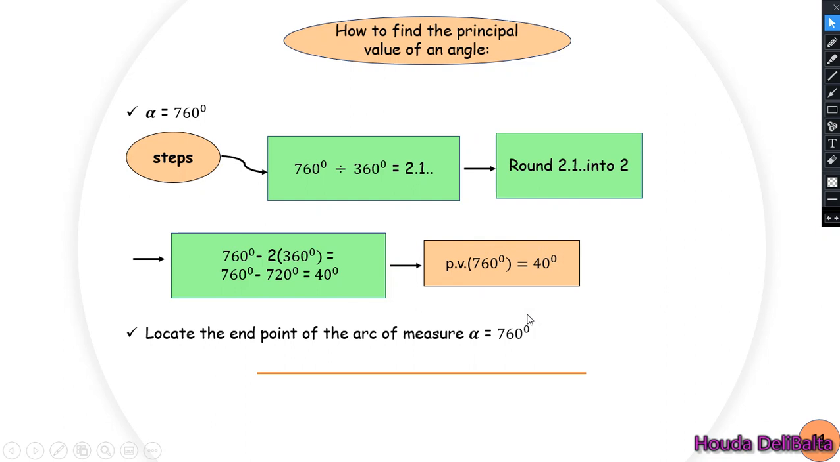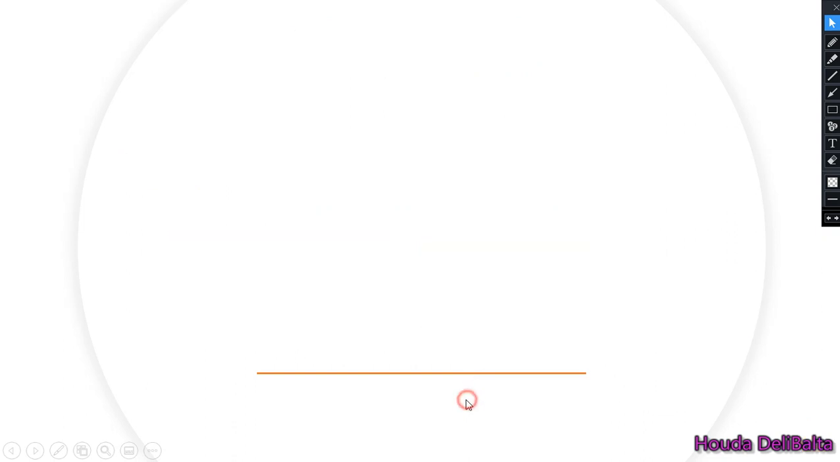If I'm going to plot the endpoint of the arc of measurement 760, again I draw a circle, but here I have to move in the anti-clockwise direction, the positive sense, because the final measurement of the principal value is positive. So we just measure 40 degrees and we plot the endpoint of the arc. Recall, here is always the start point of any arc on the trigonometric circle.